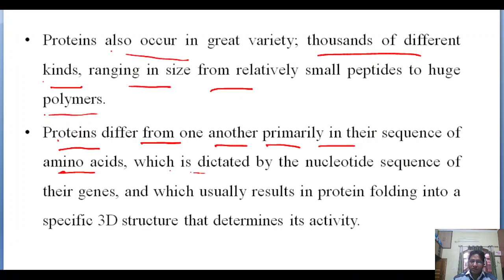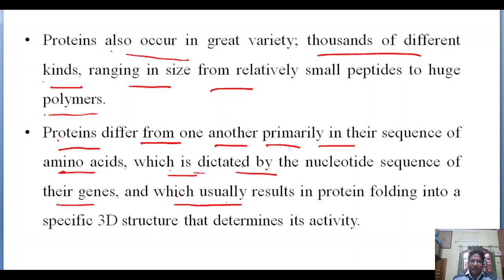Which amino acid will combine next is all dictated by the nucleotide sequence of their gene. DNA has a sequence, and over a particular gene that gene is transcribed into mRNA, and from the mRNA a protein is synthesized. So the amino acid sequence that forms a particular protein is determined by the gene.